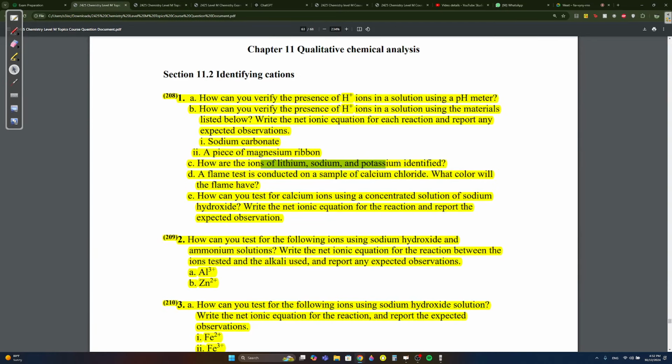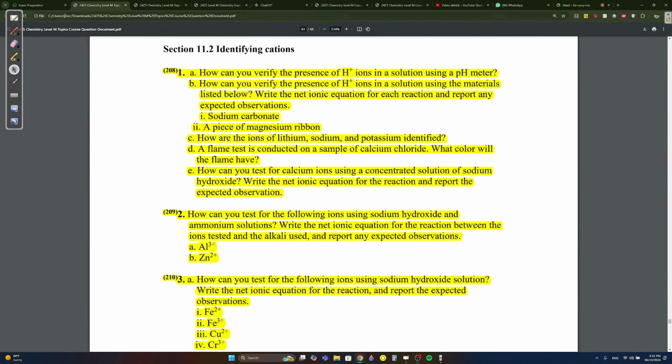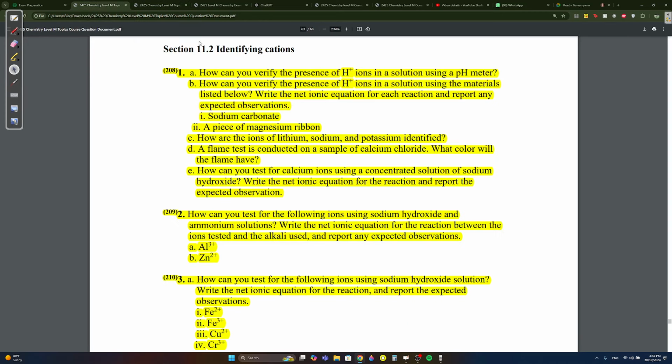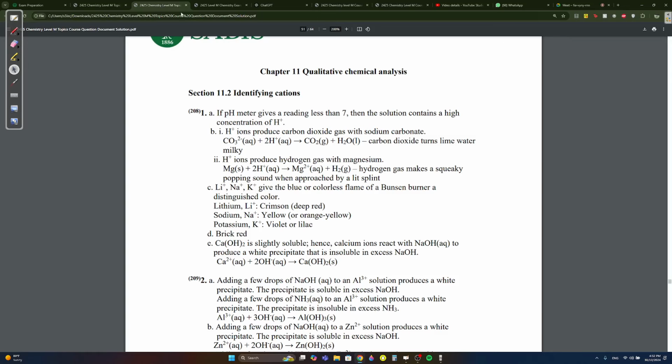How are the ions of lithium, sodium, and potassium identified? You can use the flame test. Lithium gives a crimson red flame, sodium gives a yellow flame, and potassium gives a violet flame, or you could say lilac. Use the colorless blue flame to distinguish the colors.